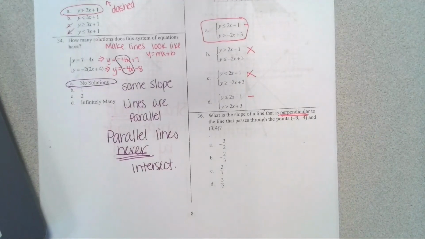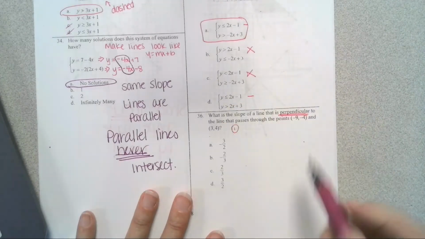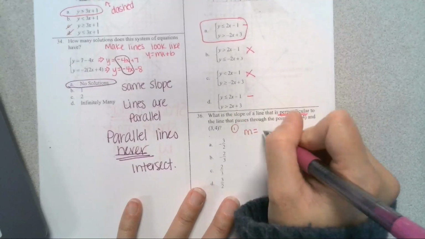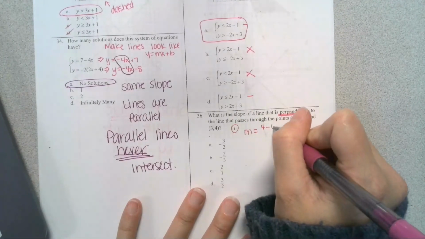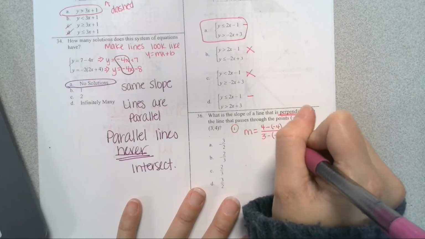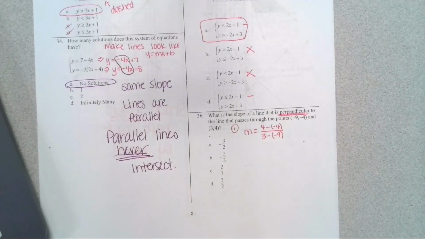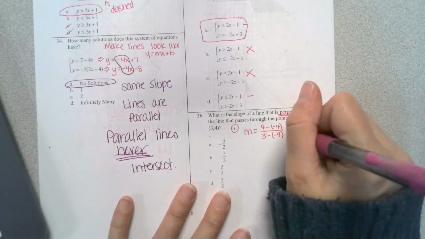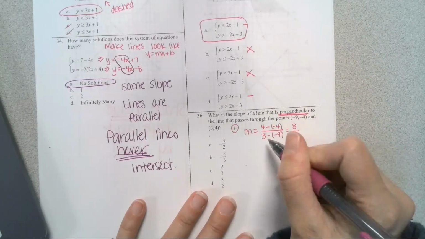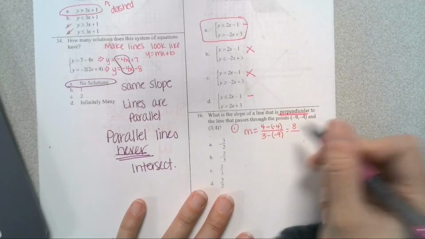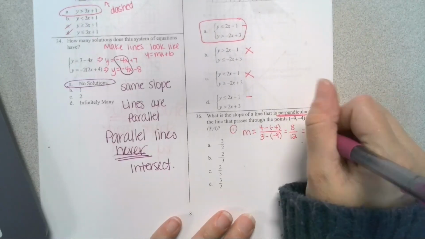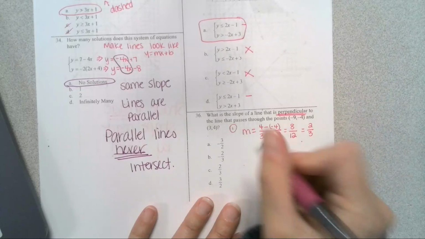Okay. Step 1. Find the slope between these 2 points. Slope formula is y2 minus y1 over x2 minus x1. 4 minus -4 is the same as 4 plus 4, which is 8. 3 minus -9 is the same as 3 plus 9, which is 12, which reduces to 2 over 3. Now, step 2.